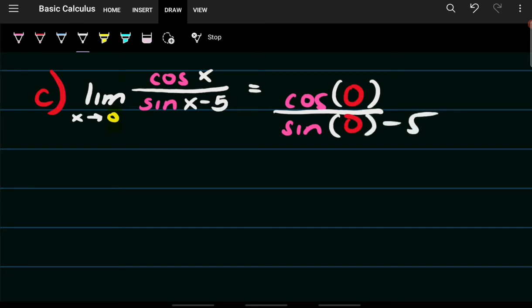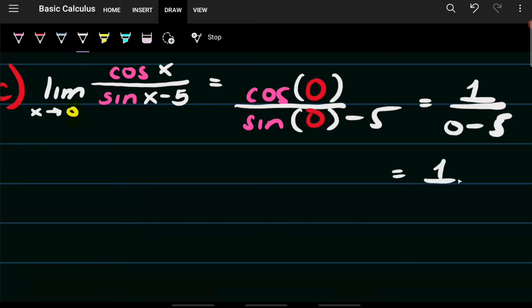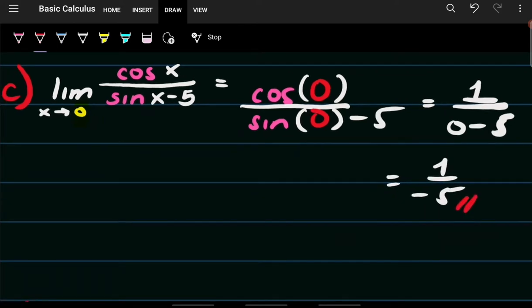Now, what is the value of cosine 0? Cosine 0 is equal to 1. So that is 1 all over sine 0, which is equal to 0. Copy the remaining term, minus 5. This will give us 1 all over 0 minus 5, which is negative 5. So the final answer is 1 all over negative 5. So that's the value of the limit of cosine x all over sine x minus 5 when x approaches 0.